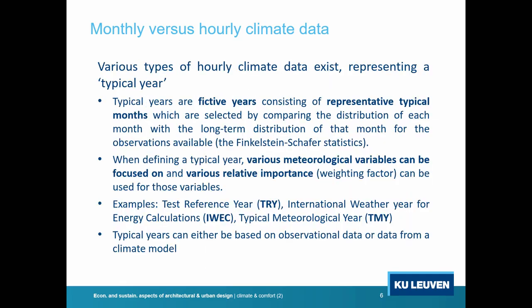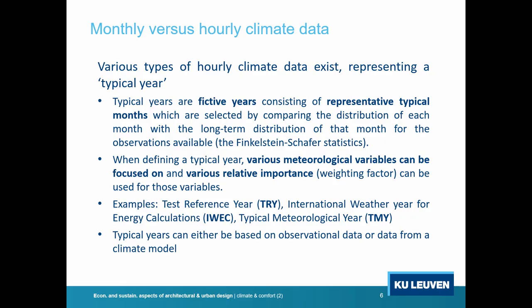Now, if we talk about hourly data, what does it mean? So for your location, you can find hour by hour a temperature and relative humidity and a wind speed and so on. What are these values? What do they represent?